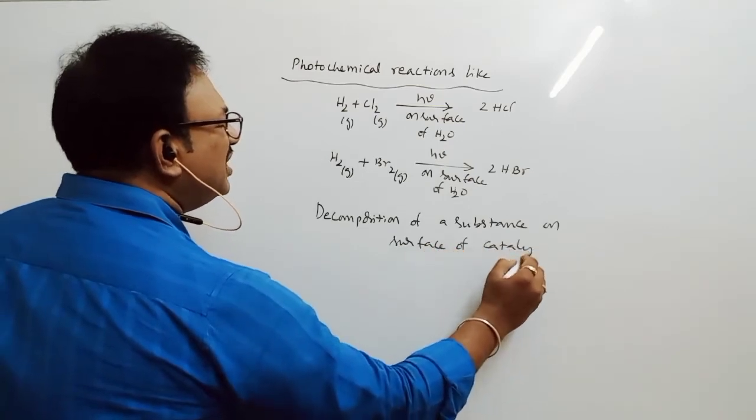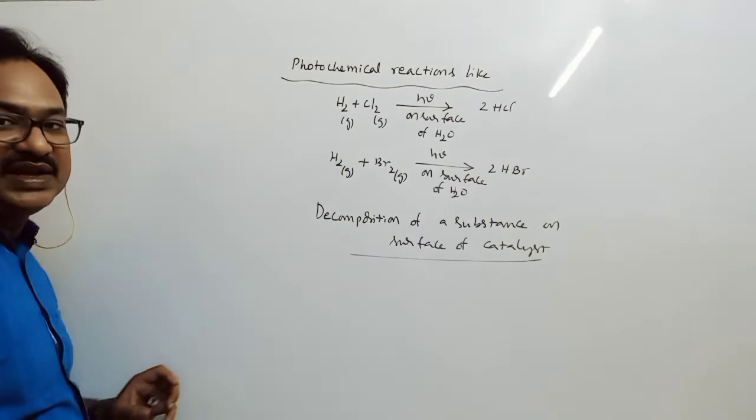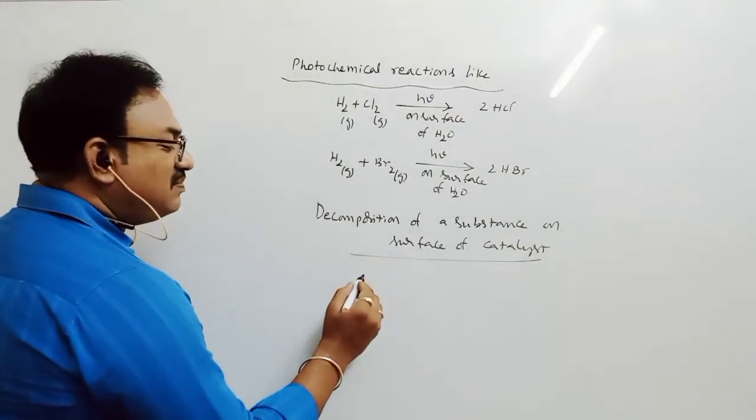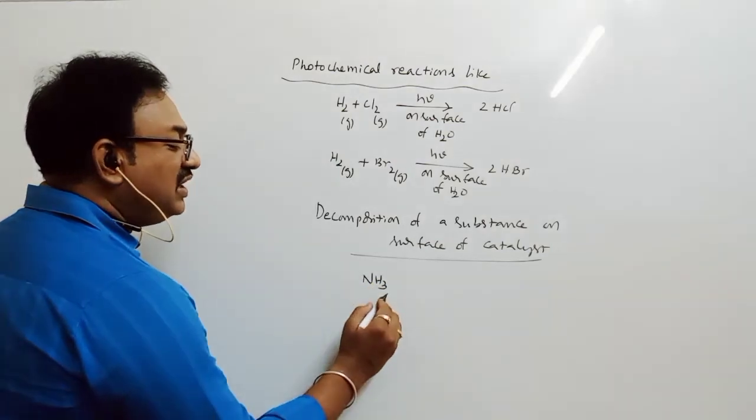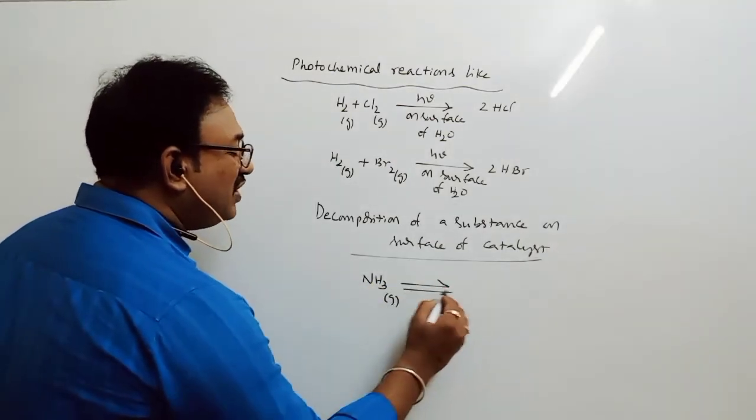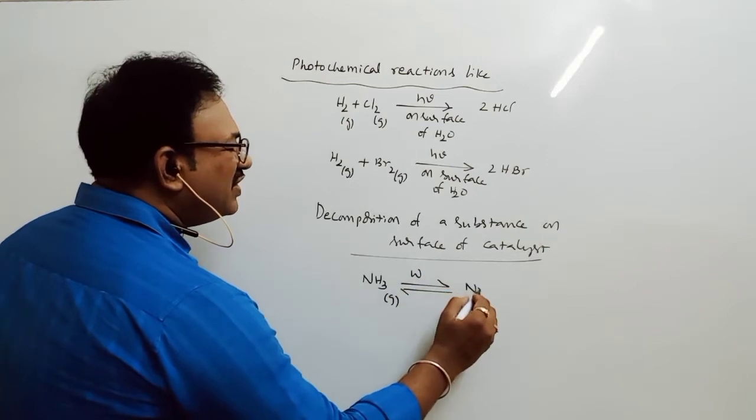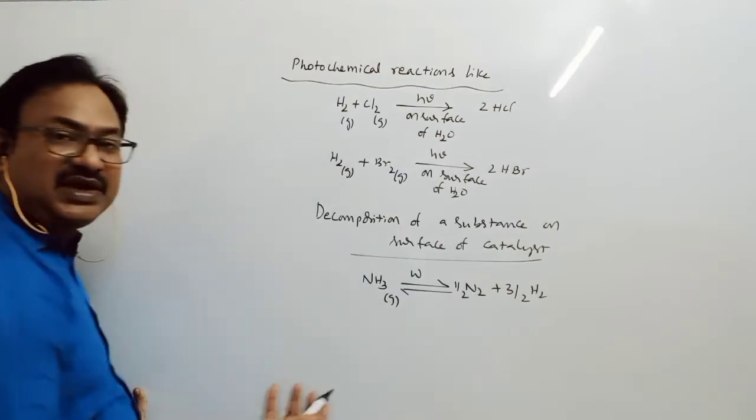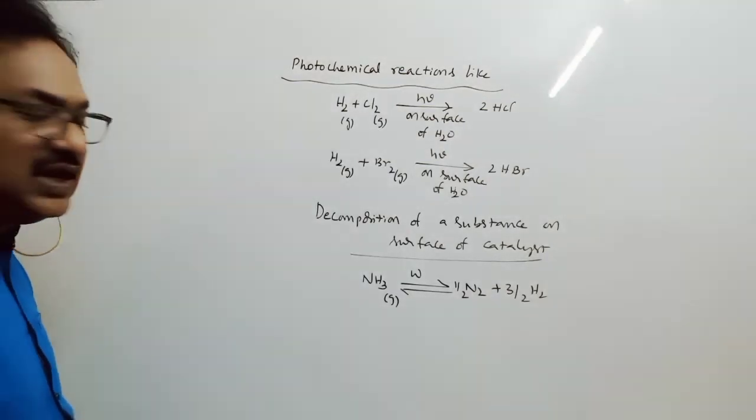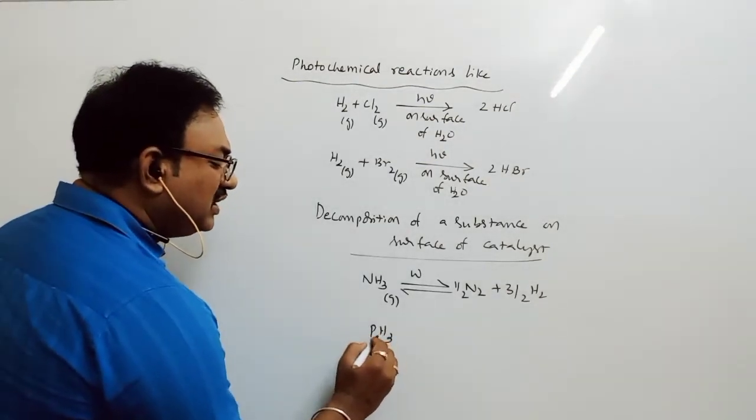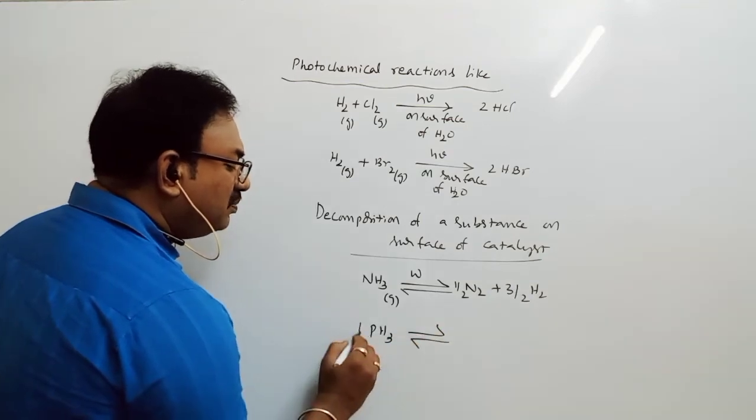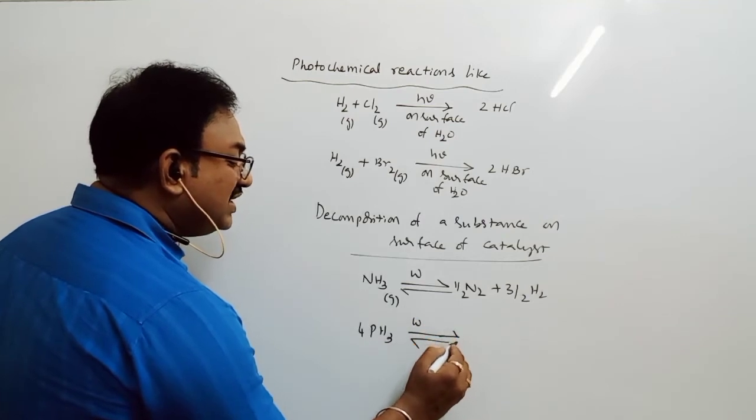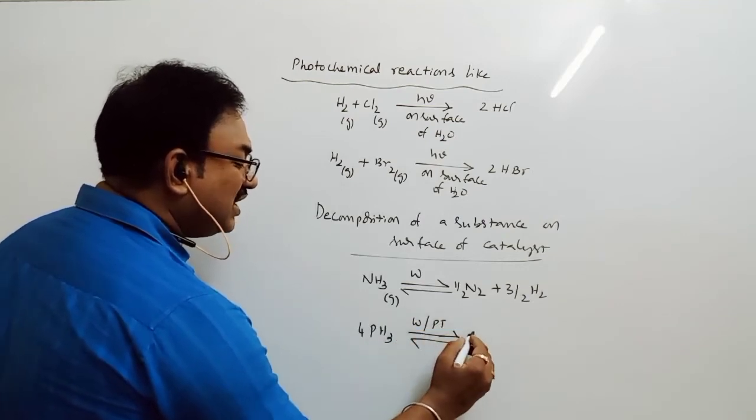Decomposition of a substance on the surface of a catalyst also follows zeroth order characteristics. For example, decomposition of ammonia on the surface of wolfram (tungsten) catalyst comes under zeroth order characteristics. Decomposition of phosphine on the surface of either tungsten catalyst or platinum catalyst, etc.